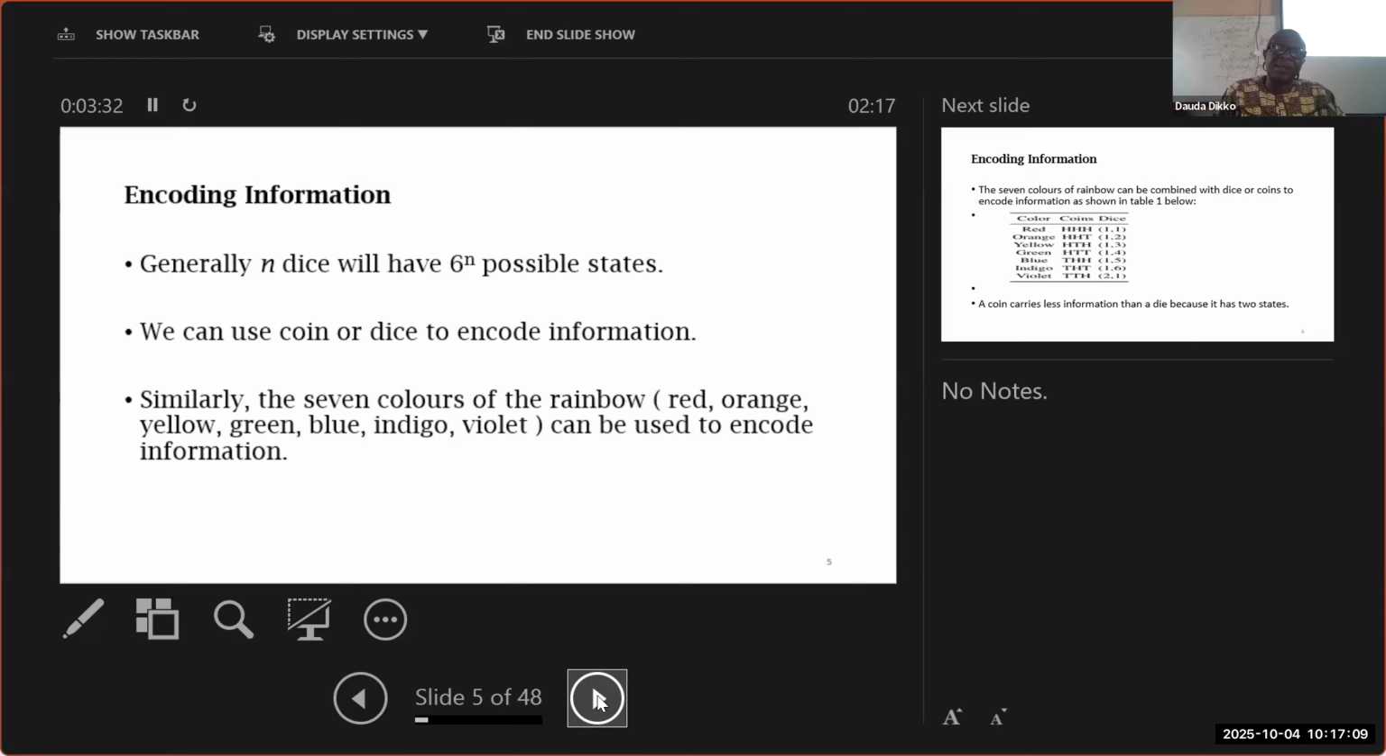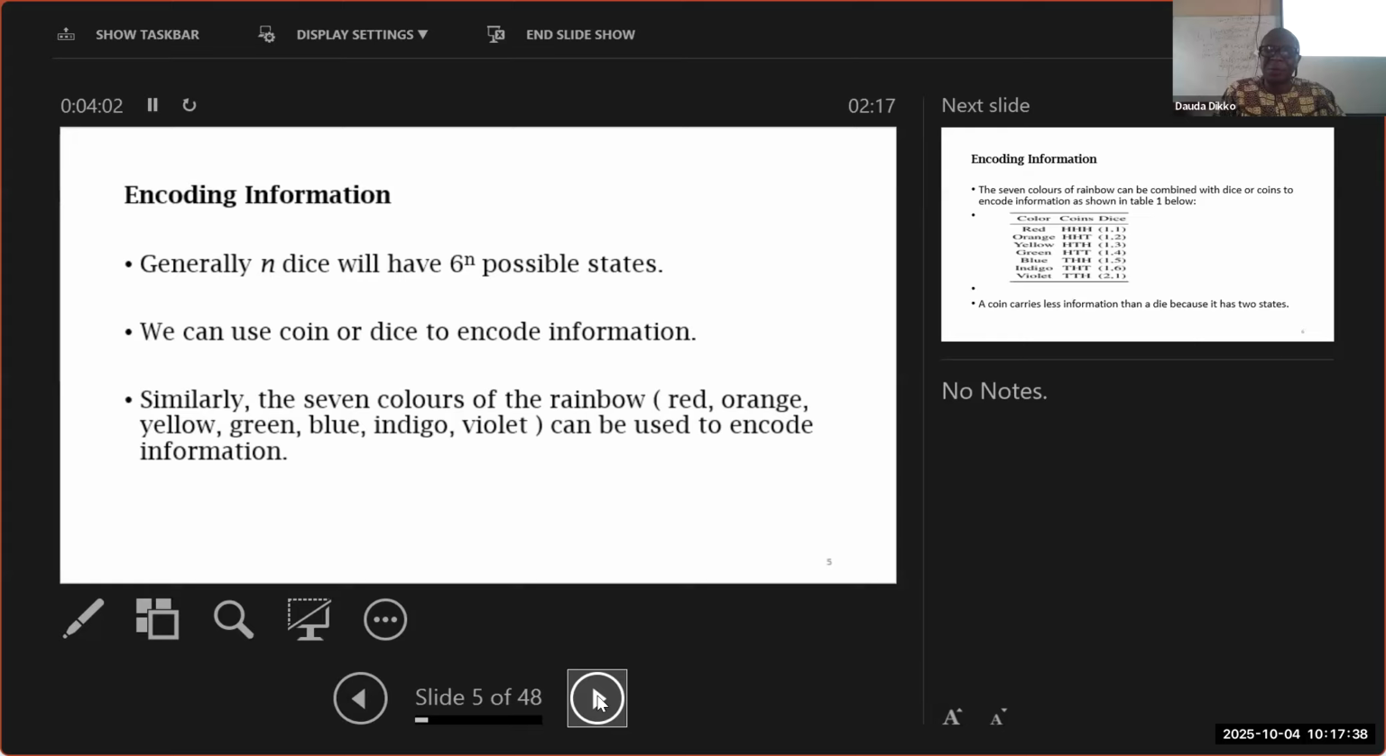So you can now see that the information that can be encoded, that is represented, by coins is not as much as that of a die. So we can use coins or dice to encode information, that is, to represent information.